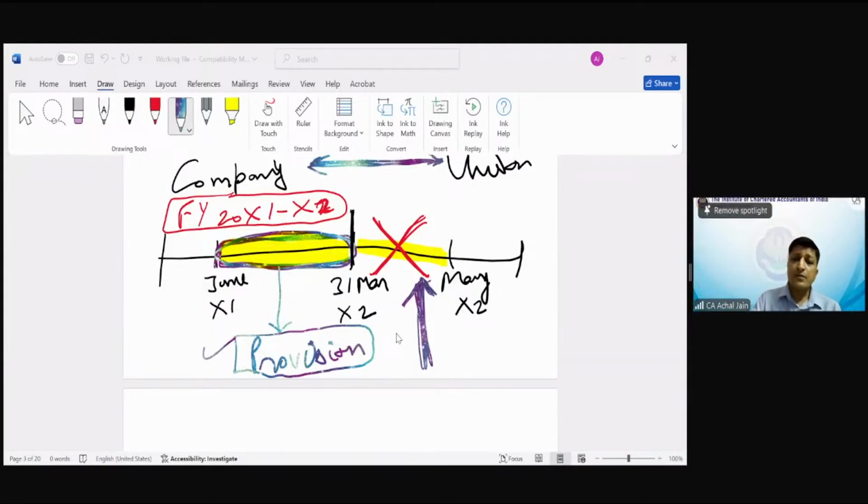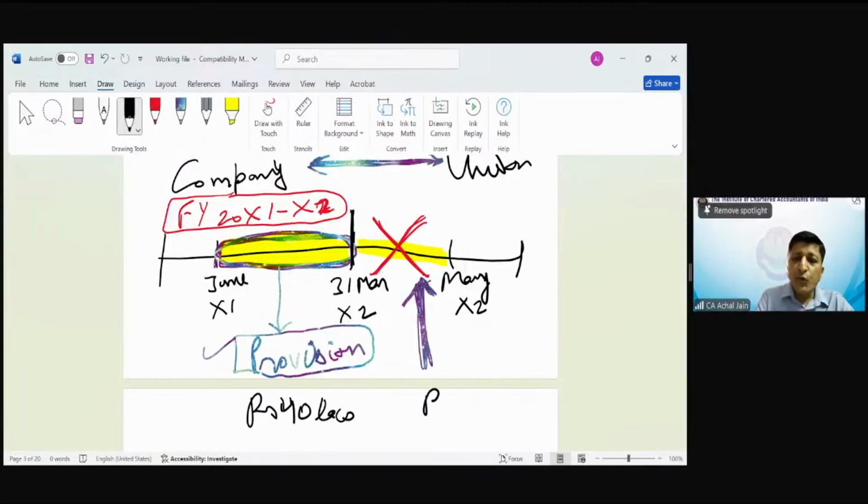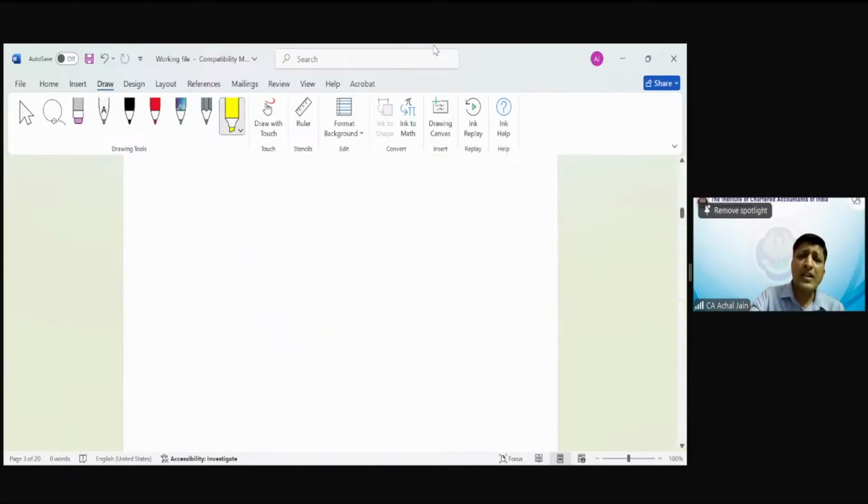All right. So now, let's suppose a provision is created, say rupees 40 lakhs. Next year, what will you do? You will reassess the provision. Why? Because a provision is an estimate, so it is required to be reassessed. If there is any change in the provision in the next year or in the following years, how will you record it? Prospectively. Okay, it's like a change in estimate. Clear?